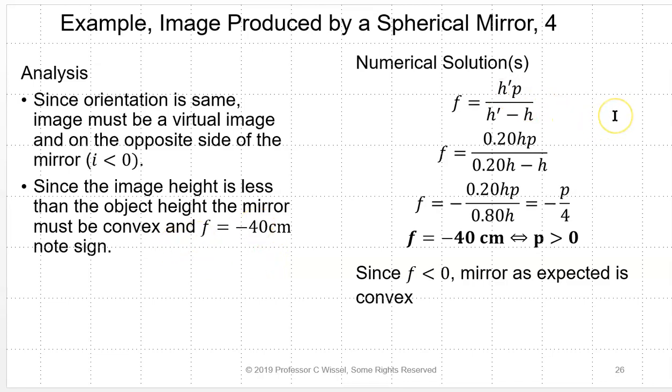So now it just becomes a matter of plugging numbers in. We know that f equals h prime p over h prime minus h. We plug in 0.20h for h prime, ditto for this. Cancel out some terms we don't need. And we wind up that f is minus p over 4. So f is minus 40 centimeters for a p that's greater than 0. Since f is less than 0, the mirror is convex as expected.